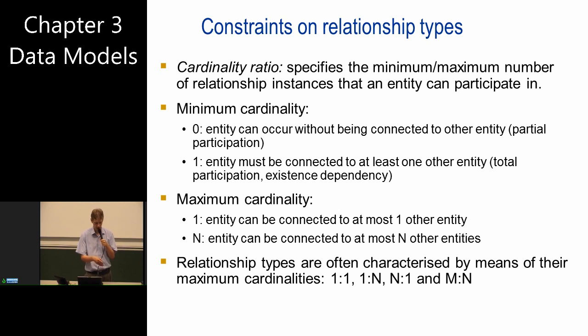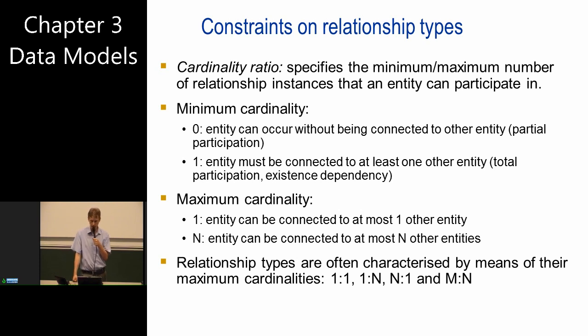It means that an entity must always be connected to another entity, so it's existence dependent. The existence of that one particular entity depends upon the existence of another entity. That's what we call existence dependency. Maximum cardinality can be 1 if an entity can be connected to at most one other entity, or it can be n when an entity can be connected to at most n other entities.